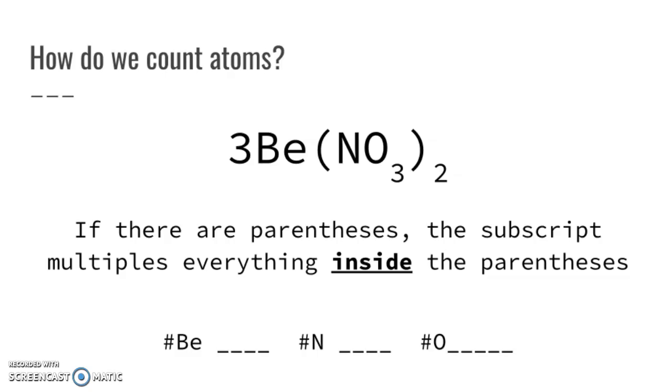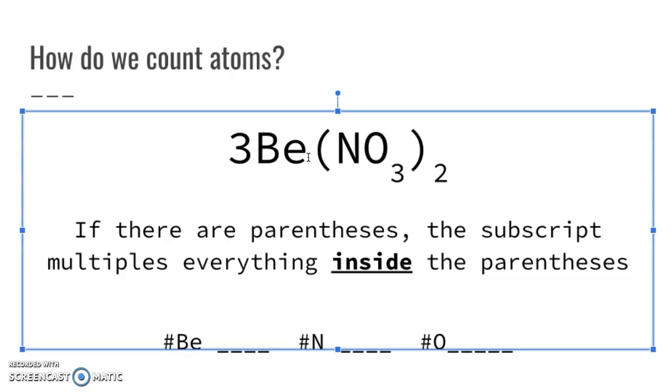If I have parentheses, meaning that I have a polyatomic ion, my subscript that exists outside of the parentheses gets multiplied by everything within the parentheses. So let's start breaking this down first. The first thing we learned is I do my subscripts that are right next to each element. So beryllium, I have 1. Nitrogen, I have 1. Oxygen, I have 3, right?